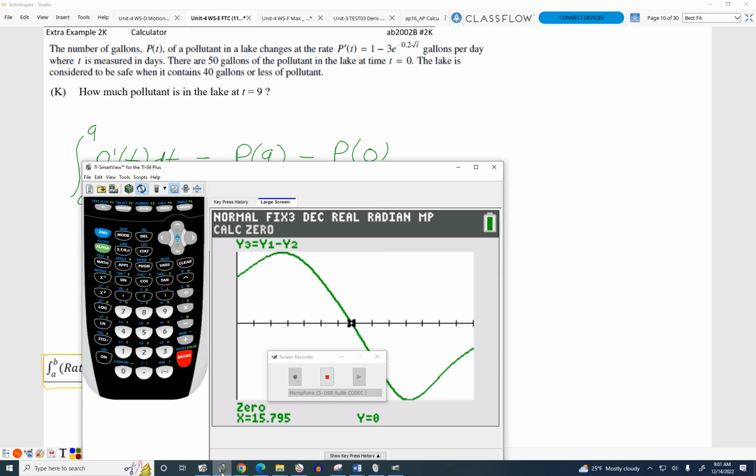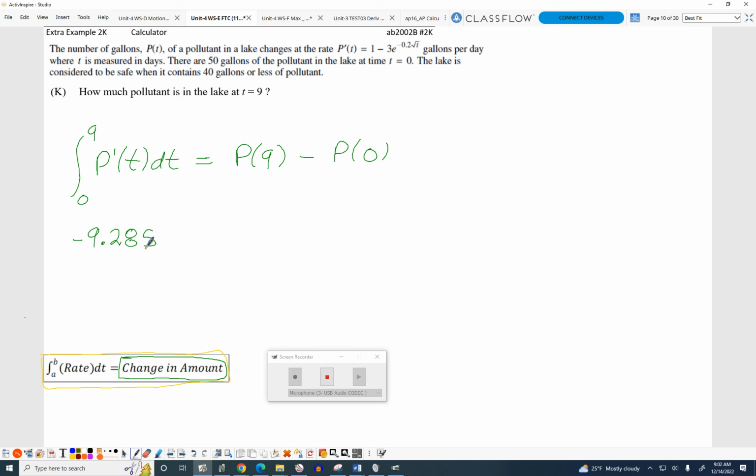So this integral is equal to negative 9.285. I'd like everyone in the room to raise their hand and tell me, what are the units of that number? Units are critical for this class. They give you points for them. If you lose track of the units, you often make more mistakes.